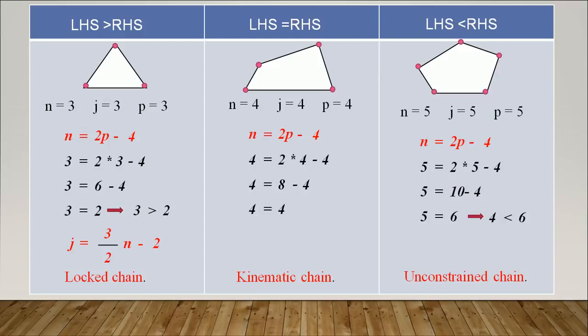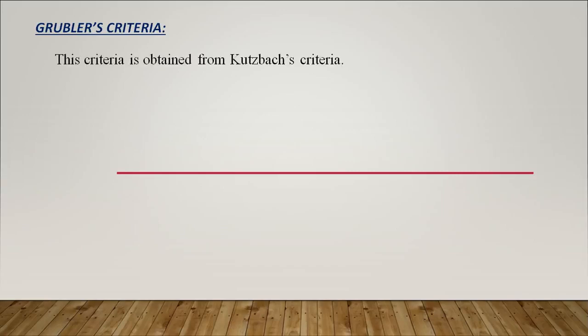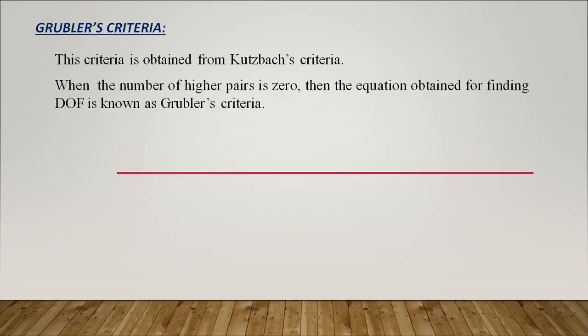Okay, we go to the next slide now. The next slide is about Grubler's criteria. This is the criteria which is given by Grubler. This criteria is basically obtained from Kutzbach criteria. And when this Grubler's criteria is considered, it means the higher pairs are 0, when there are no higher pairs in a particular mechanism, that mechanism can be considered under Grubler's criteria.